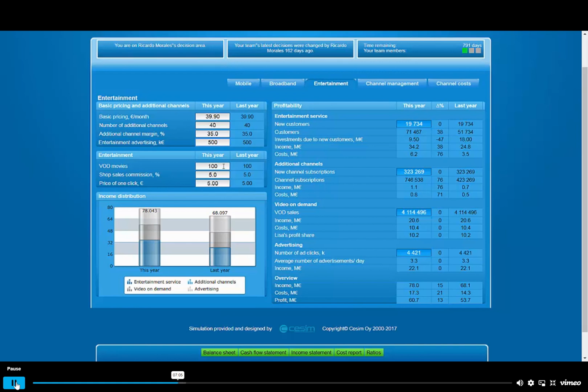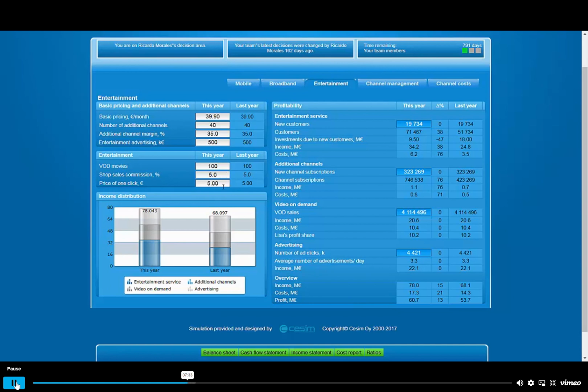And besides the basic pricing and advertising decisions, we also decide the number of video on demand movie titles that we make available through our library, and then we decide what kind of incentive we give to our shops who are then selling this entertainment service. So by offering higher commission here, we can push the entertainment package sales through the shops.